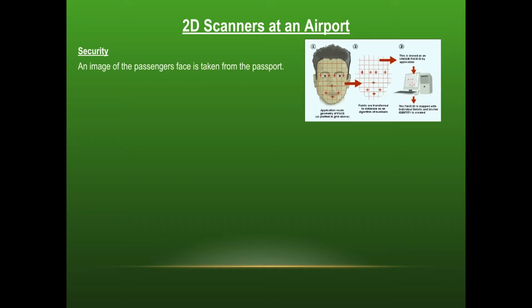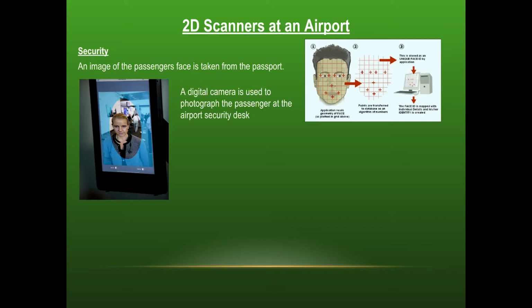So the next thing that happens is a digital camera is used to take a photograph of that passenger at security. And you might have had this done yourself when you've gone through the airport and you have the two footprints on the floor, you have to stand on them, you look at the camera, and they take your photograph.